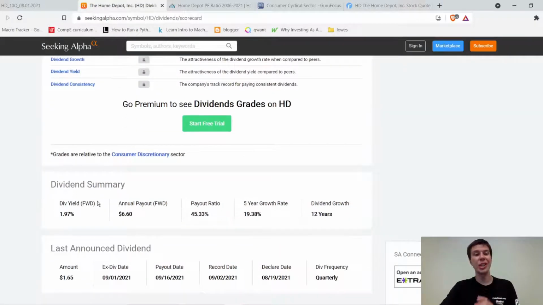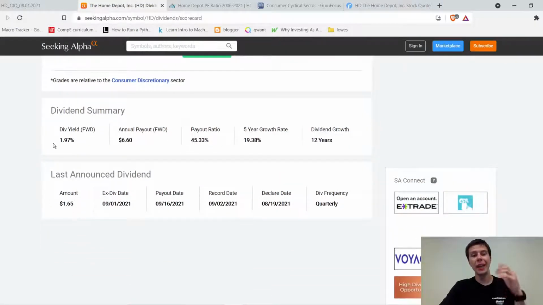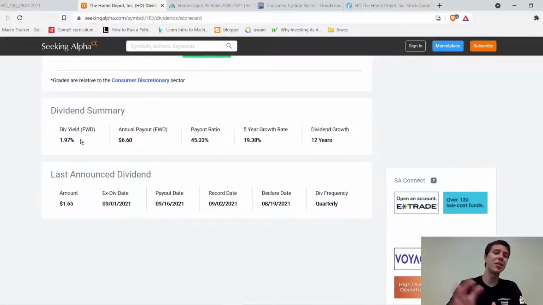So next we're going to look at the dividends for Home Depot, and as you can see, the yield is right around 1.97%, which is just a little bit higher than Lowe's. I think Lowe's was around 1.75%, so pretty close there, but a little bit higher. Their payout ratio, though, is also higher at around 45%. I believe Lowe's was around 28 or 30%.